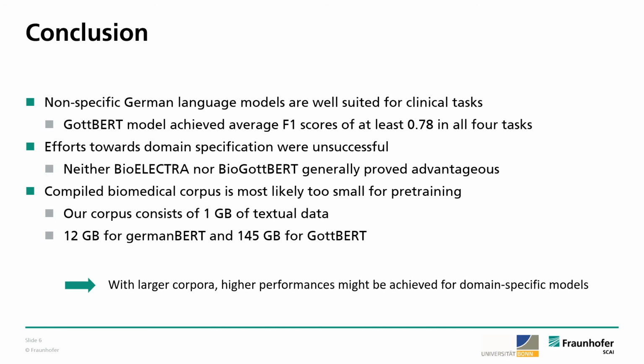We assume that this is due to the small corpus available for pre-training. We acquired only 1 GB of textual data, while GermanBERT was trained with 12 and GottBERT with 145 GB of textual data. With larger corpora available, we think that higher performances for domain-specific models are achievable. This was already shown for the English language. Examples are BioBERT or ClinicalBERT.